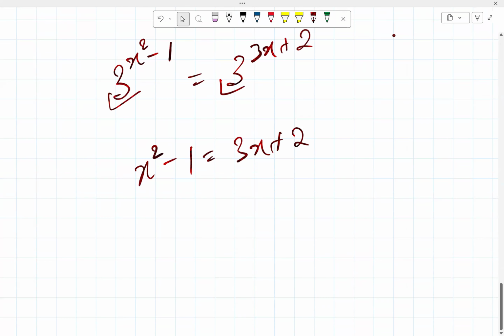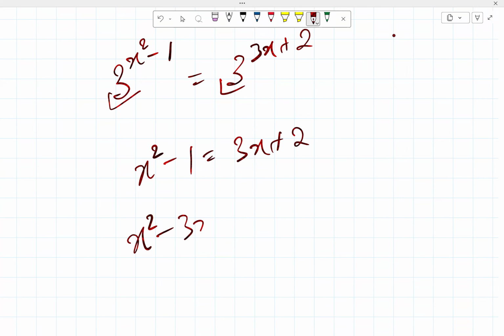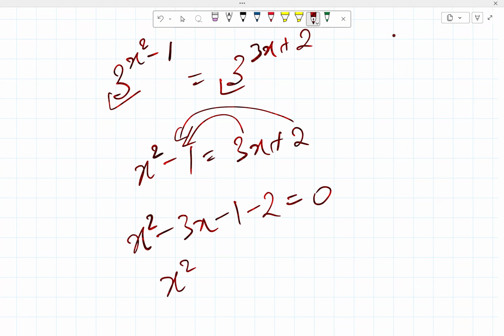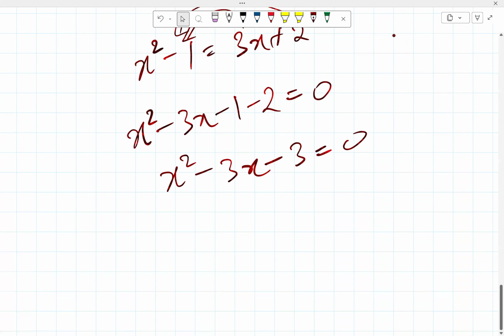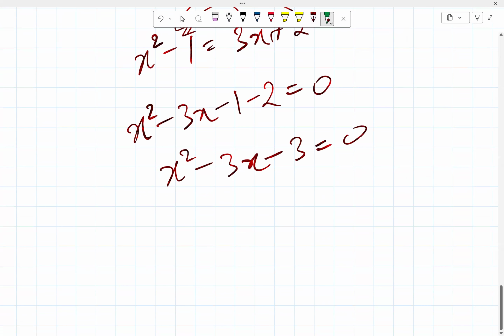So we try to tidy things up and make it a proper quadratic equation. You have x squared minus 3x, that's from here, then minus 1, then minus 2 again equals 0. That means we have x squared minus 3x minus 3 equals 0. Then we can solve using the quadratic formula.